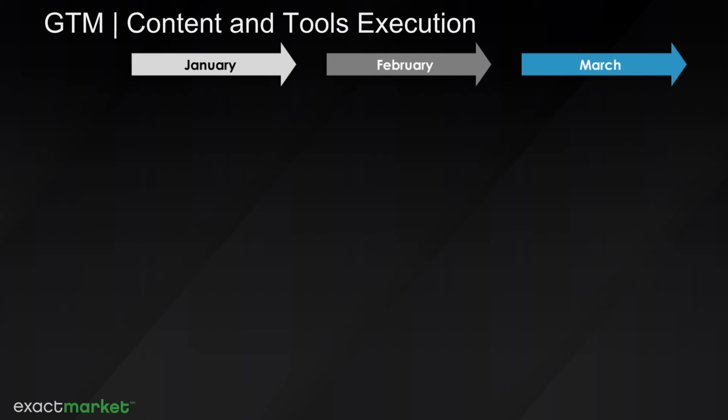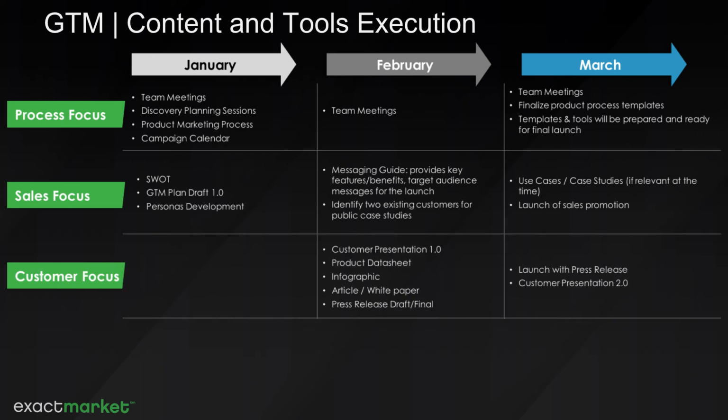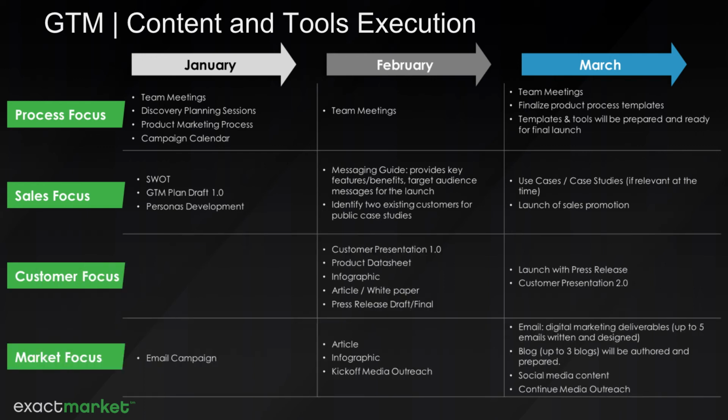Here's an example of content and tools execution. As you can see here, we have 90 days, in this case, January, February, March, and key categories such as process focus, sales focus, customer focus, and market focus. This gives executives and also your business teams a good snapshot of what is going to happen and when.